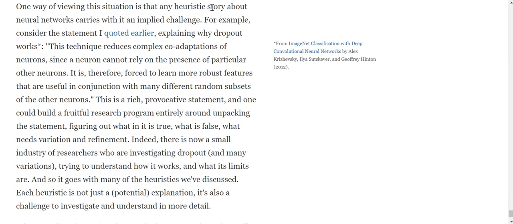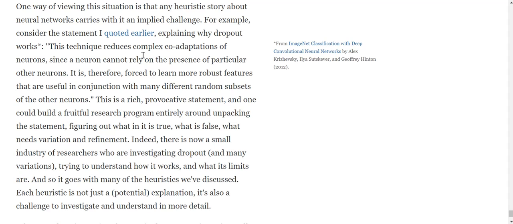So one way of viewing the situation is that any heuristic story about neural networks carries an implied challenge. For example, the statement I quoted earlier explained why dropout works. This technique reduces complex co-adaptation of neurons, since a neuron cannot rely on the presence of particular other neurons. It is therefore forced to learn more robust features that are useful in conjunction with many different random subsets of the other neurons. This is a rich, provocative statement, and one could build a fruitful research program entirely around unpacking it, figuring out what is true, what is false, and what needs variation and refinement.